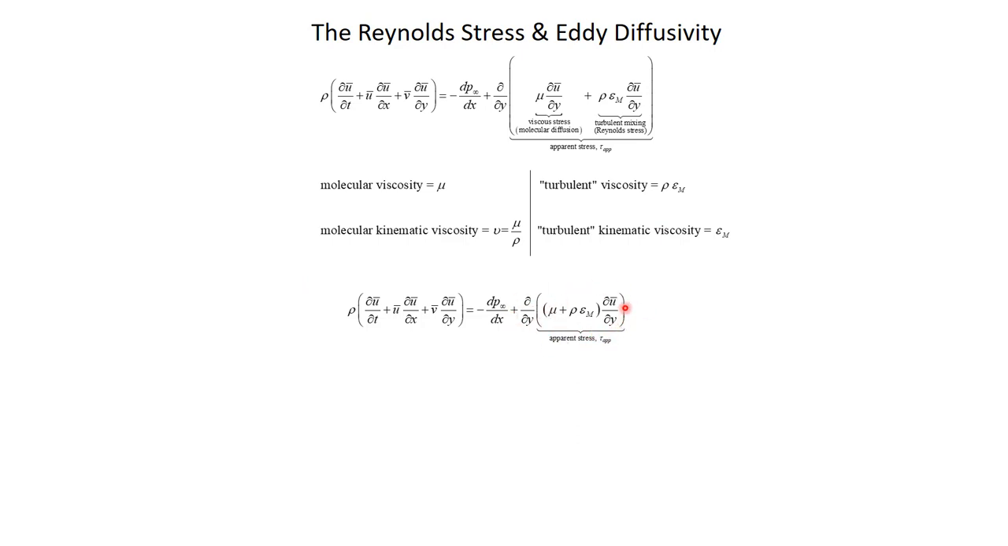And I can now take my equation and express it in terms of this last term. I can express it in terms of an apparent stress, which is the sum of the viscous stress and the turbulent mixing stress, or the Reynolds stress, right? And basically, that's just by adding these two viscosities together.